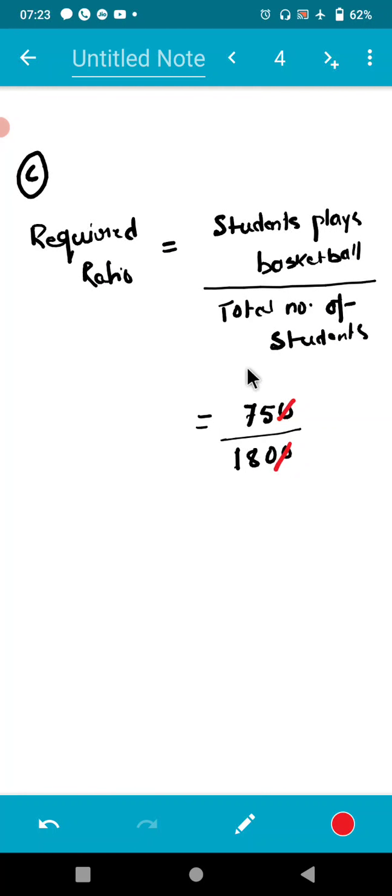Yes. Now let's reduce this with 5. So 5 15s are 75, and 5 3s are 15, and 36. Okay, now these two numbers can be reduced by 3, I guess. Yes. So 3 5s are 15, and 3 12s are 36. So I guess this is the required ratio. So 5 is to 12 is the answer.